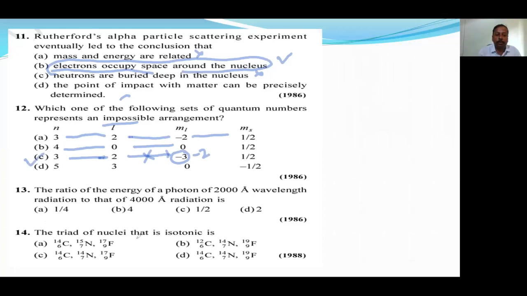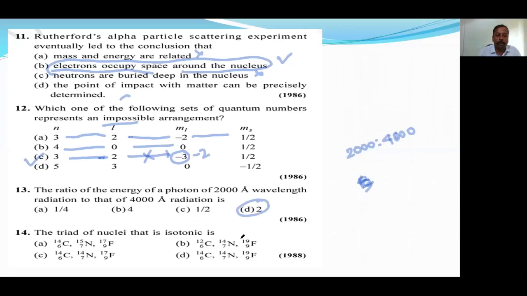Okay. Is this understood? Now let's see the next question. Ratio of energy of a photon of 2000 wavelength to 4000 wavelength, very important. So if the wavelength is shorter, then the energy will be higher on this side. So this will be 2:1. What will be the answer then? 2:1 or 2/1, that is all okay. So according to that, the answer will be option D.